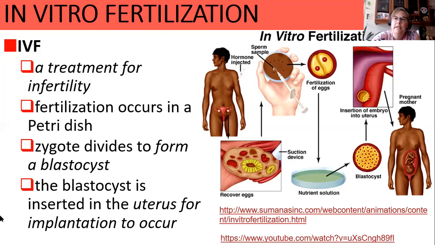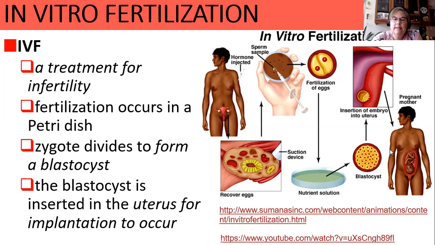In vitro, that word vitro just means glass. So fertilizing in glass. The very first baby born through in vitro fertilization, and they used to be referred to as test tube babies, even though it's more like petri dish babies, was born in 1977. So that's a long time ago. I was 6 years old.